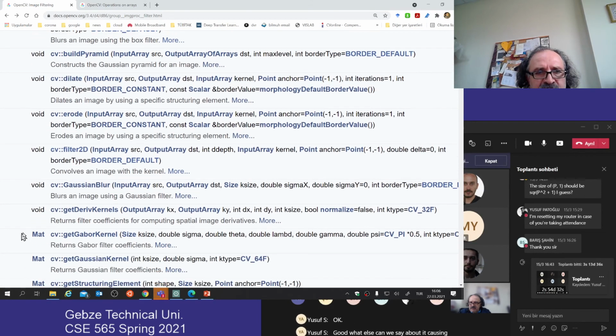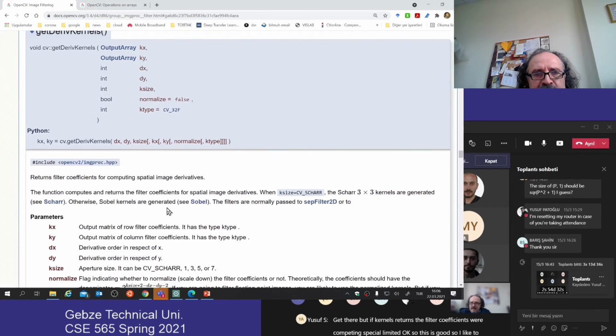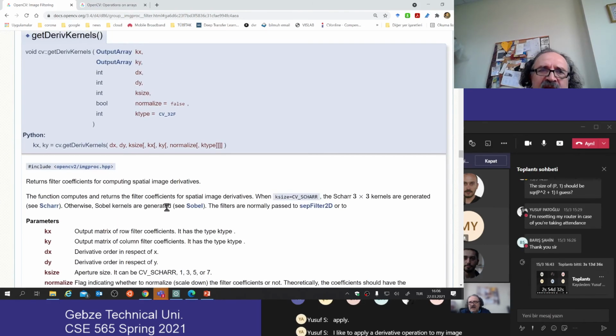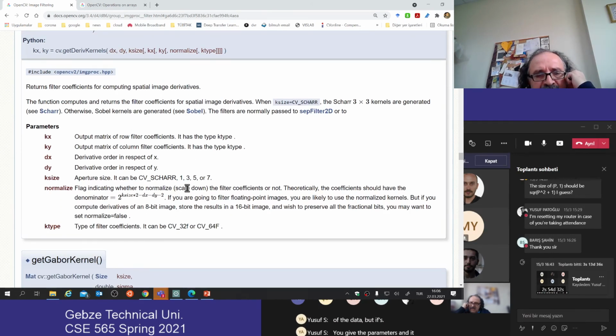Gaussian blur, get derivative kernels, returns the filter coefficients for computing spatial image derivatives. Oh, okay, so this is good. So if I like to apply a derivative operation to my images, it calculates the filter for me. So you don't have to come up with the numbers of the derivatives. You give the parameters and it calculates the derivative filters for you.